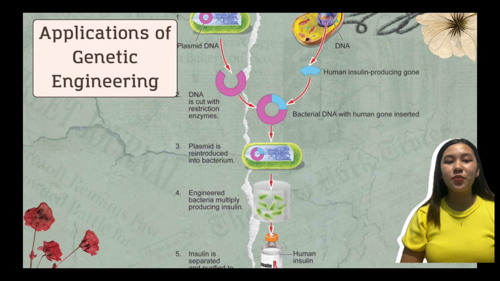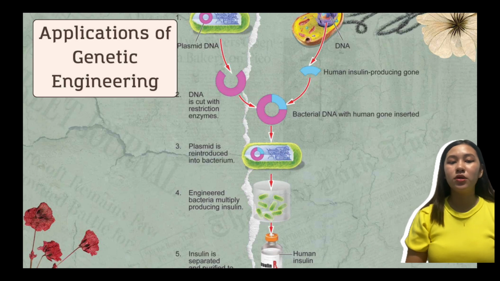The insulin produced by the bacteria is harvested, purified, and packaged into a form that can be used by people with diabetes. So, this process has revolutionized the treatment sa diabetes, making it possible to produce large quantities of human insulin in a cost-effective way.